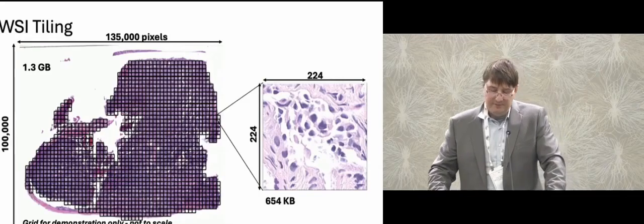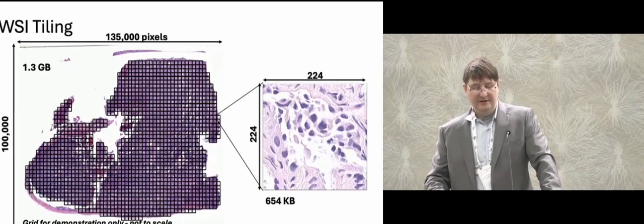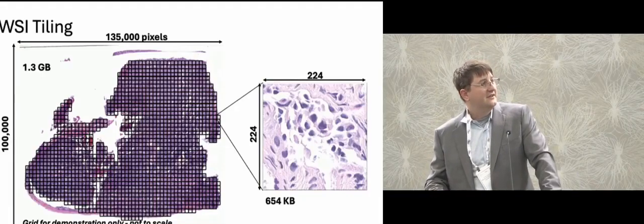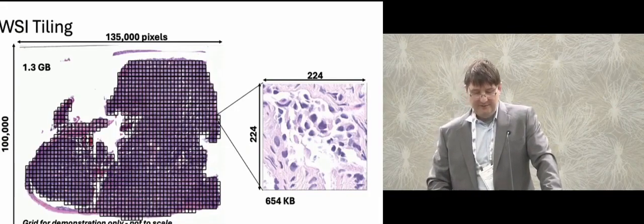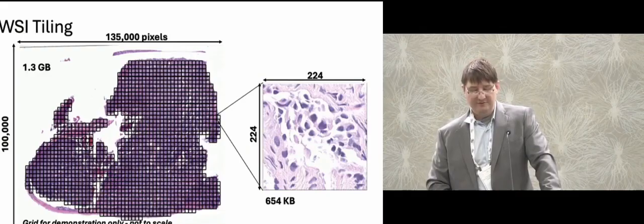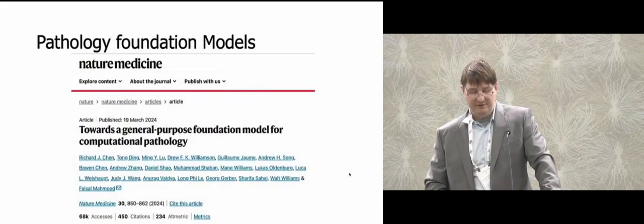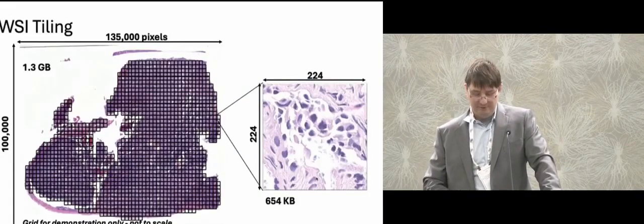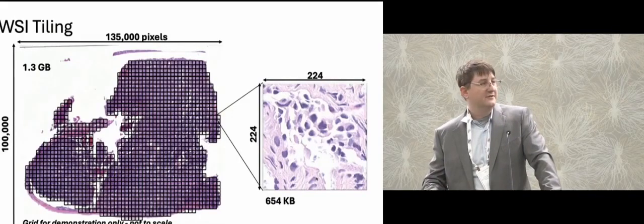Those small tiles are then batch processed at the slide level. And in order to extract the information from the given tiles, that's where the foundation models come in. The foundation models basically take these small images and convert them into feature vectors, and then you get a set of feature vectors that represent the entire whole slide image.